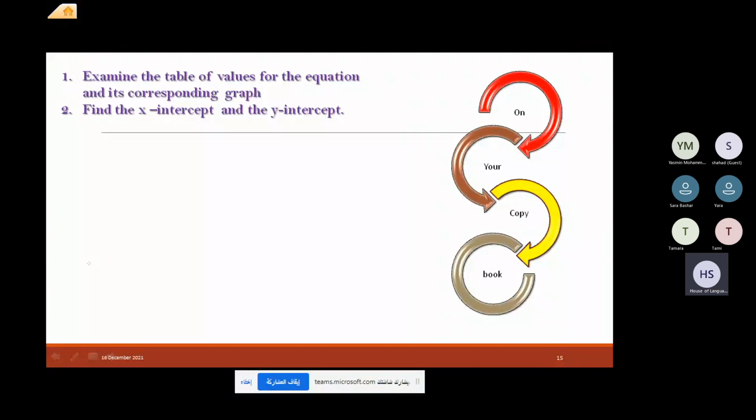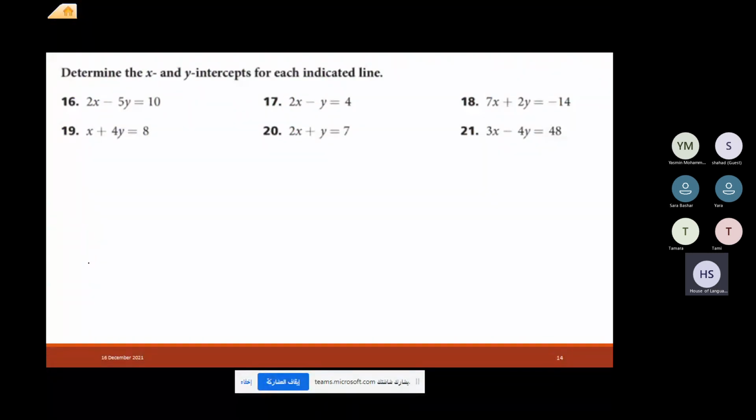Let's repeat this one here. Let's solve number 21 as an example. In number 21 here, we have 3x minus 4y equals 48. So what do you have to do? Yes, tell me, what is the first step? 3x equals.